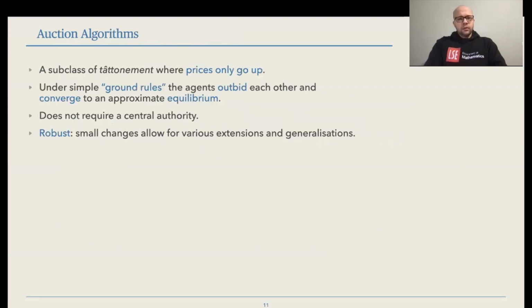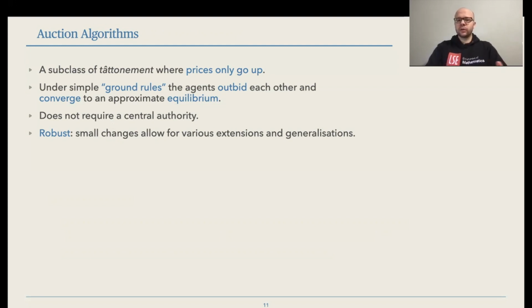Okay. What about auctions now? So we mentioned what a market is, we mentioned tâtonnement, and we defined weak gross substitutes. So let us also introduce auction algorithms. Auction algorithms can be seen as a subclass of tâtonnement where prices only ever go up. Remember that in tâtonnement the prices could go up and down, but in auctions the prices only ever go up. And here the idea is that in the market we can define some ground rules, and then the agents themselves will just outbid each other and take the goods from each other. And in the process, we hope that they will converge to an equilibrium.